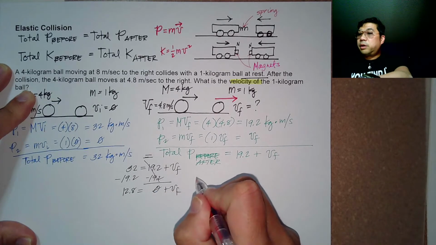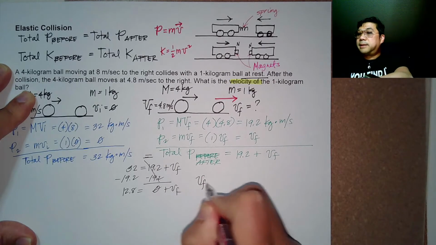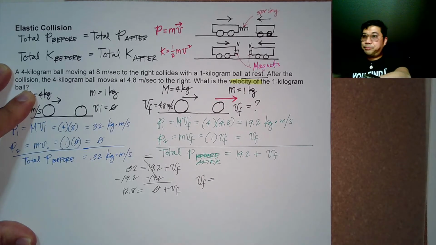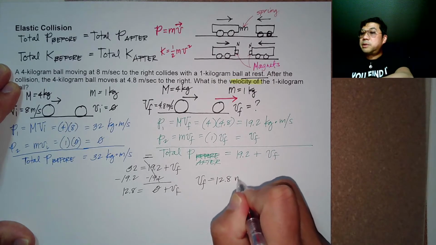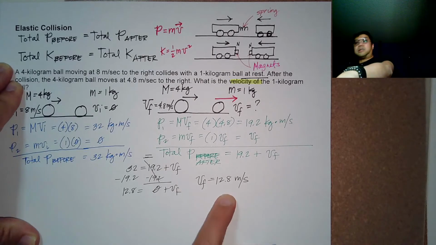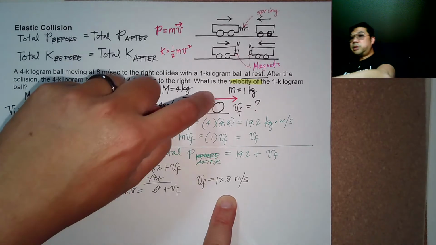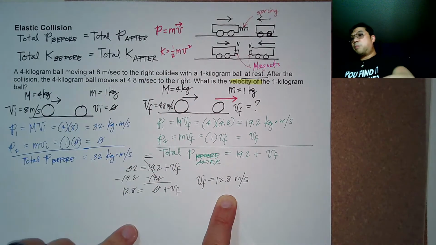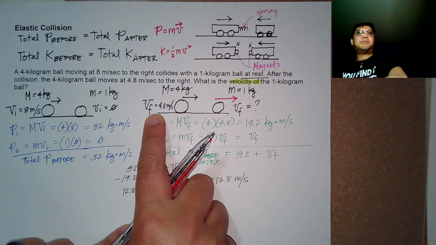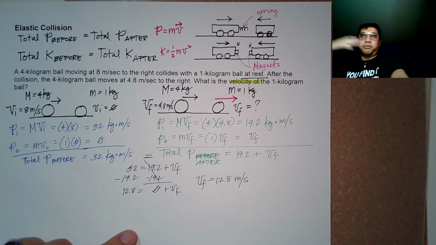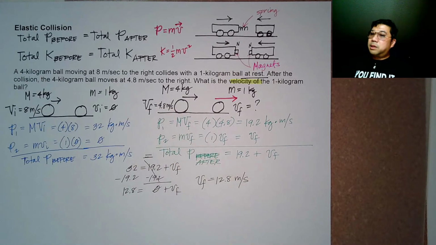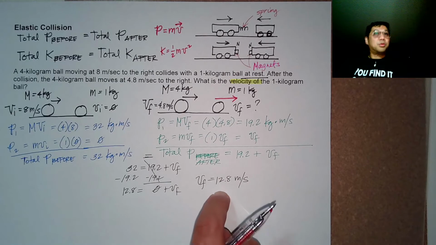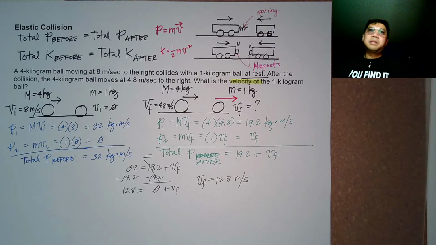Now we can further explain or write that the final velocity is 12.8 meters per second, and it's positive, so it means that our assumption that it's going to the right is correct, plus the assumption that it's going faster than v sub f of the mass, or the final velocity of the 4 kilogram mass, is correct because it's 12.8. So it means they will not hit each other anymore after the collision.